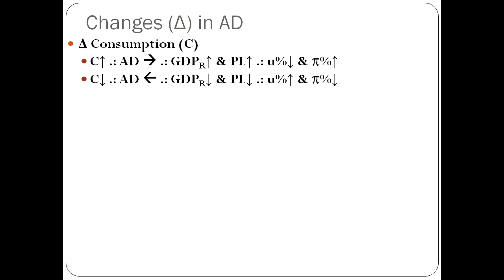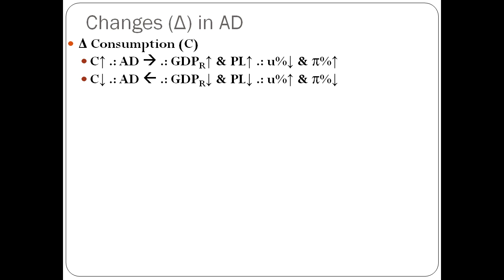You can also see that the price level fell. That is going to imply that the inflation rate is going to fall. Remember that the inflation rate is the rate of change in the price level, so if the price level is falling, that rate of change is falling, therefore inflation is going to be going down. So when real GDP fell and the price level fell, that implied that the unemployment rate went up and the inflation rate went down. So that's just for a change in consumption.